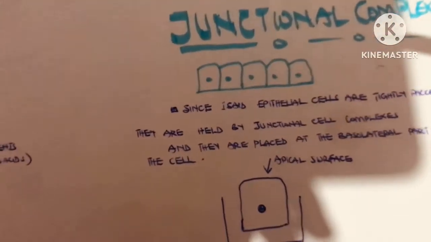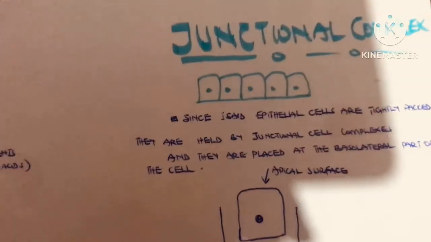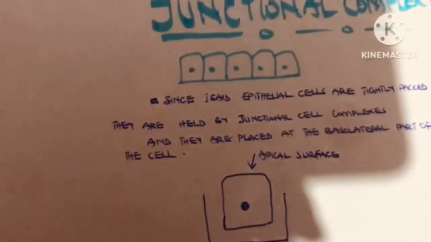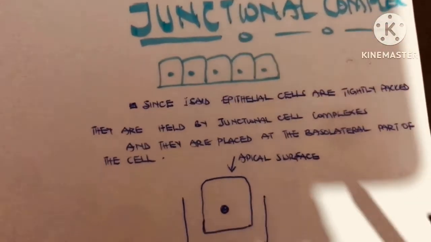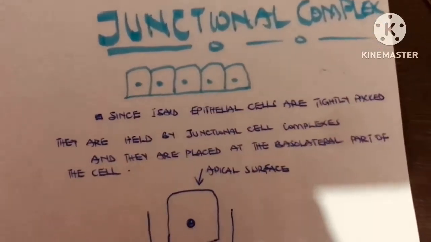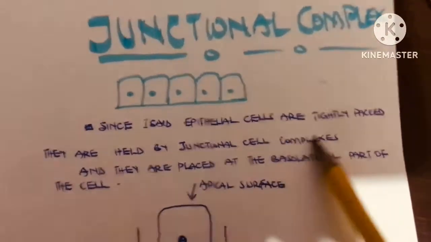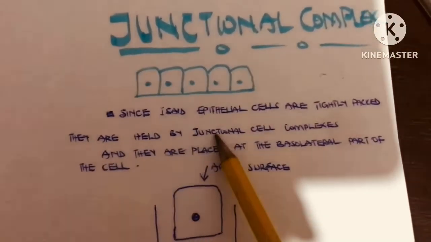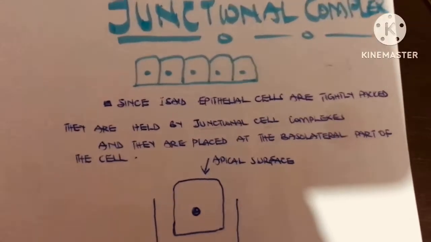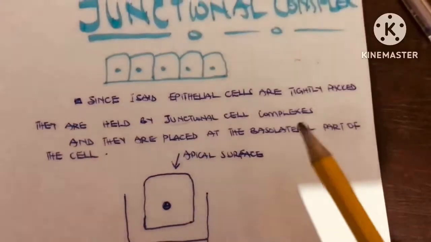Hope you understand. So now let's look at junctional complexes. When I was talking about the epithelial cell, I said that they are closely packed. And since the epithelial cells are tightly packed, they are held by junctional cell complexes.